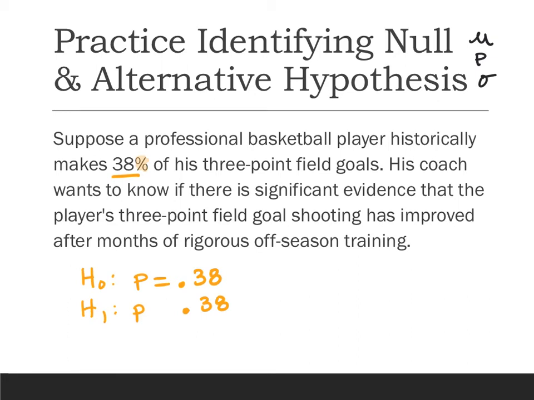Well, the coach is trying to figure out if his shooting has improved. So not has it changed. If it's gotten lower, then it's definitely not improved. So I do not have evidence of the basketball player being better. However, if I can get a higher percentage, a higher sample proportion, p hat, if it can be far enough away from this 0.38, far enough above 0.38, then I will have the evidence I need. So there's my null and alternative hypotheses.